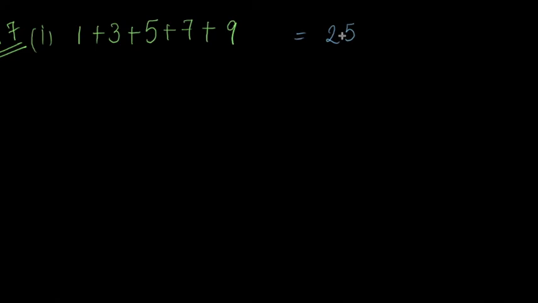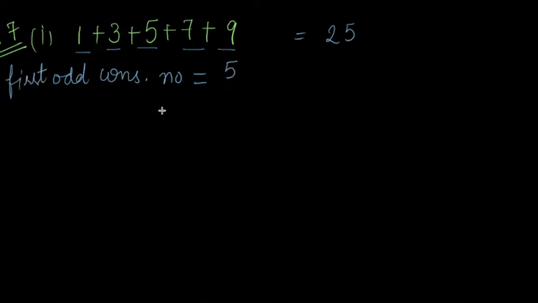So for this you have to see how many odd consecutive numbers there are. It is 1, 2, 3, 4, 5. So these are your first 5 odd consecutive numbers, and the square of 5 is 25. That is exactly the sum of the given numbers.